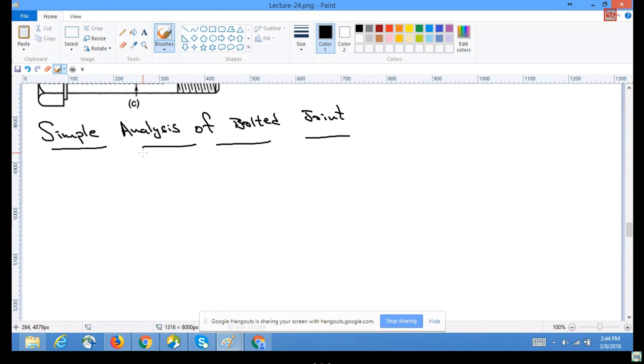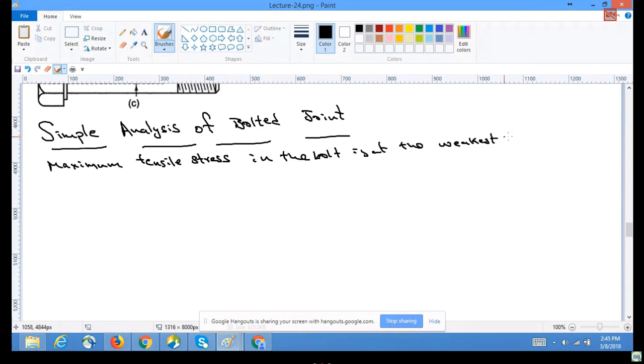Because the maximum stress in the bolt is at the weakest cross section, and the weakest cross section would be on core dia. Here you can see there will be core dia on these threadings.